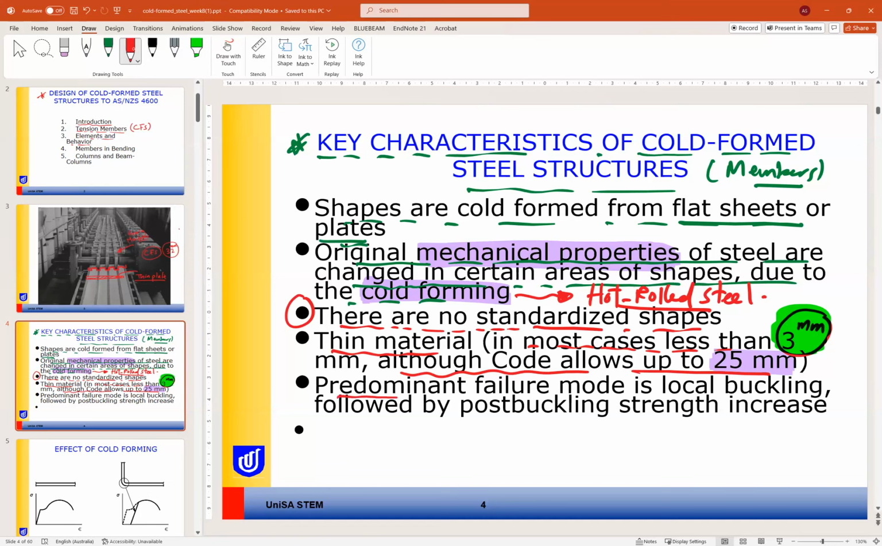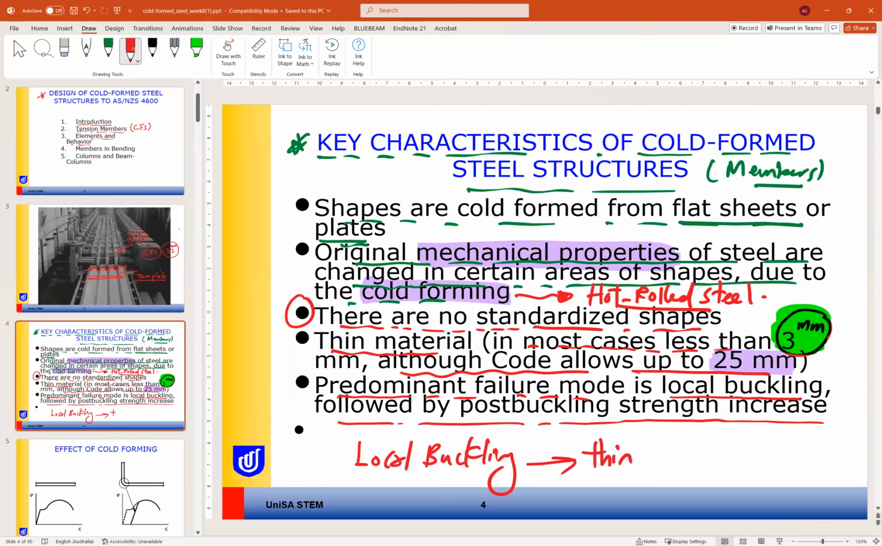The predominant or the most common failure mode of cold formed steel is local buckling, followed by post-buckling strength increase. So our problem in cold formed steel is the local buckling due to the thin walled nature of the section.